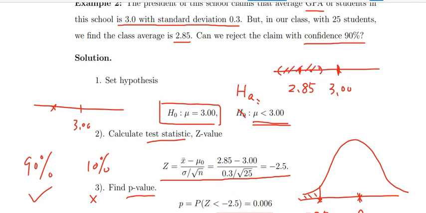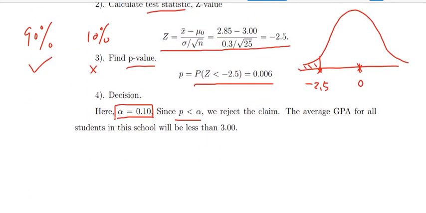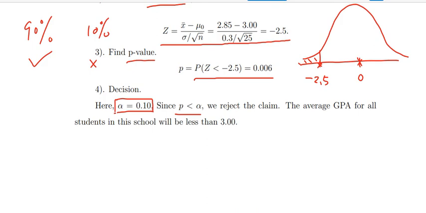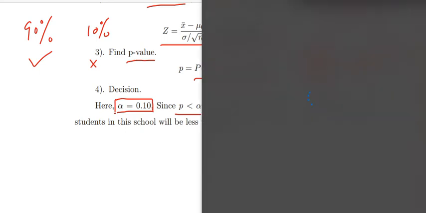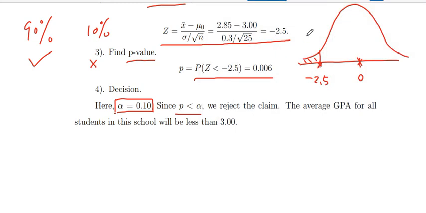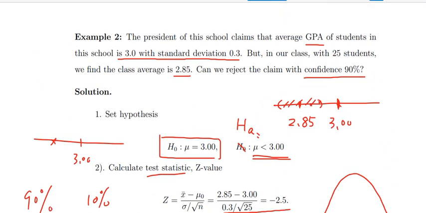Okay, so then we make our conclusion. We can reject the claim. Can we reject the claim? We say yes, we can reject the claim. We believe the average GPA for all students cannot be so high.